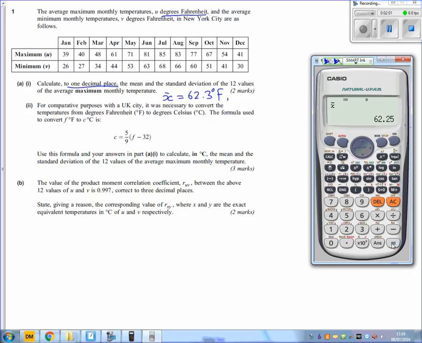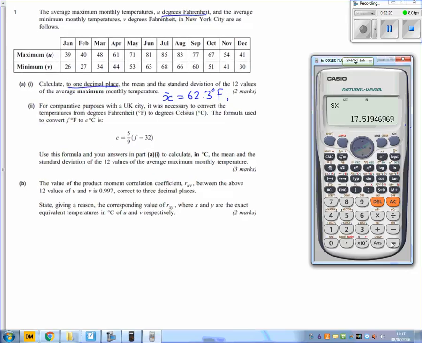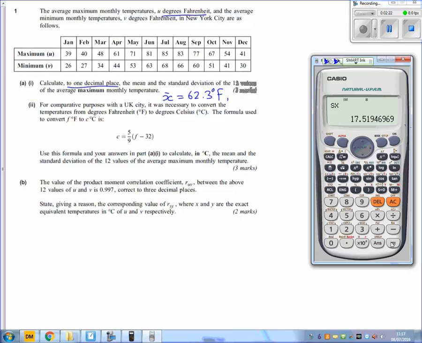And then if we go back to our calculator, we can get our standard deviation. So again, menu 4, and we're going to choose SX because we've got a sample here. So number 4, SX, and that's 17.5 to one decimal place. I'm just going to write it as 17.5. And I've got my units there again.